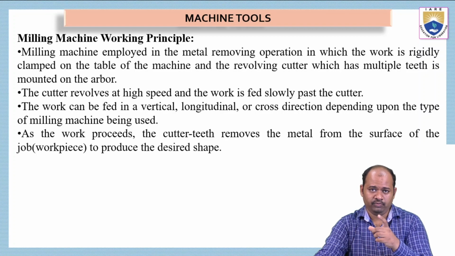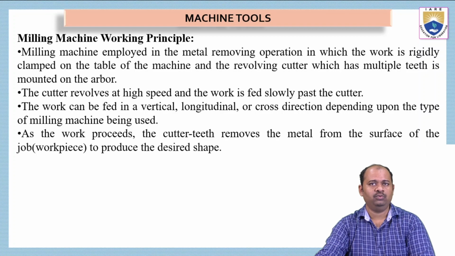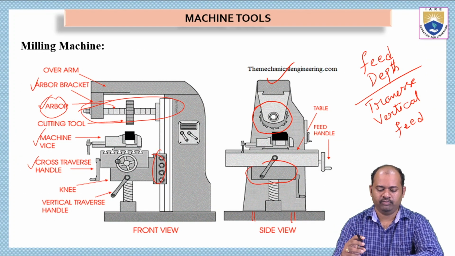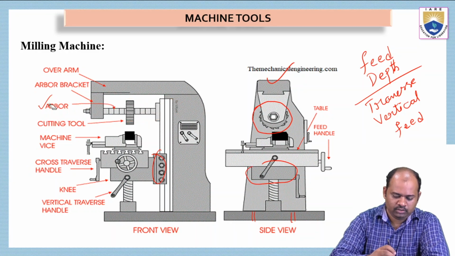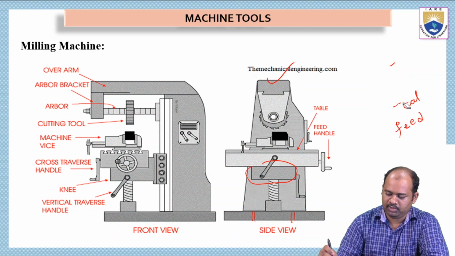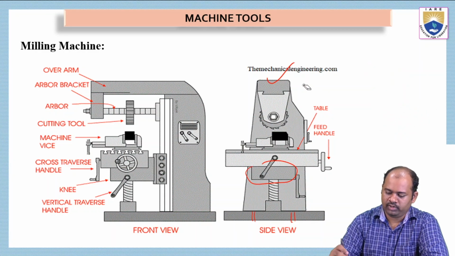Here we have to be very careful. This is unlike a lathe machine, where we have to adjust the position of the tool. See, here again we are back to the diagram. In this picture we can see a lathe machine and a milling machine. We have both side view and front view.